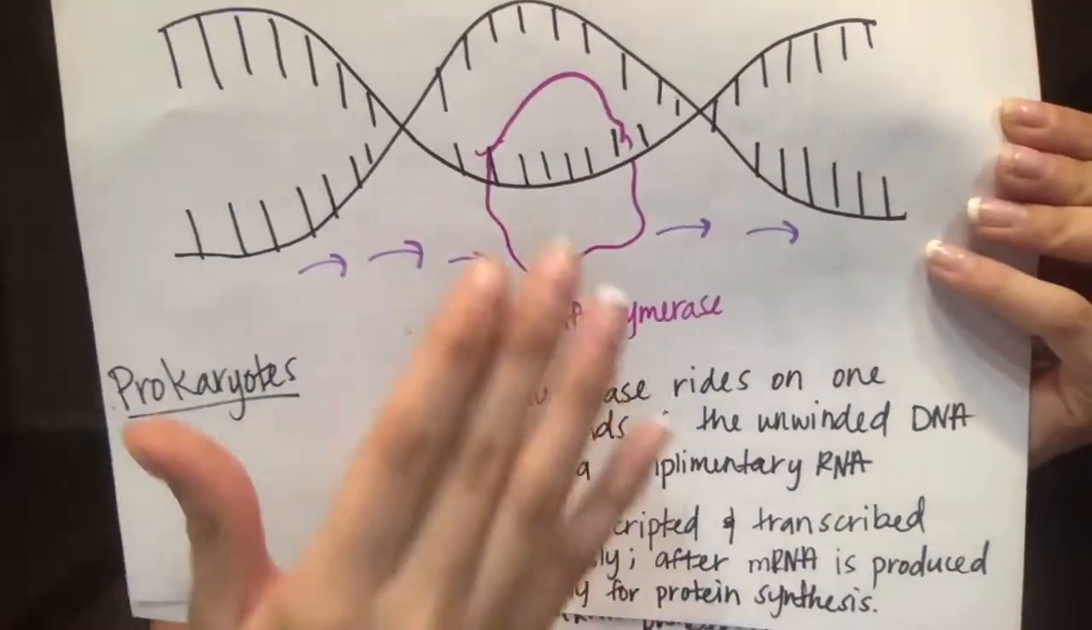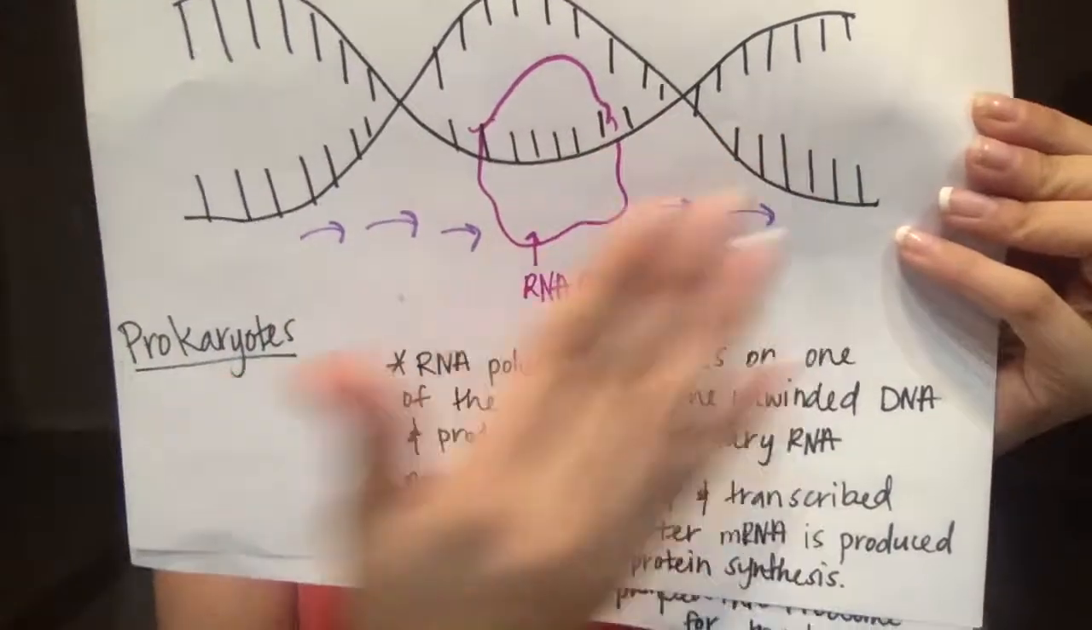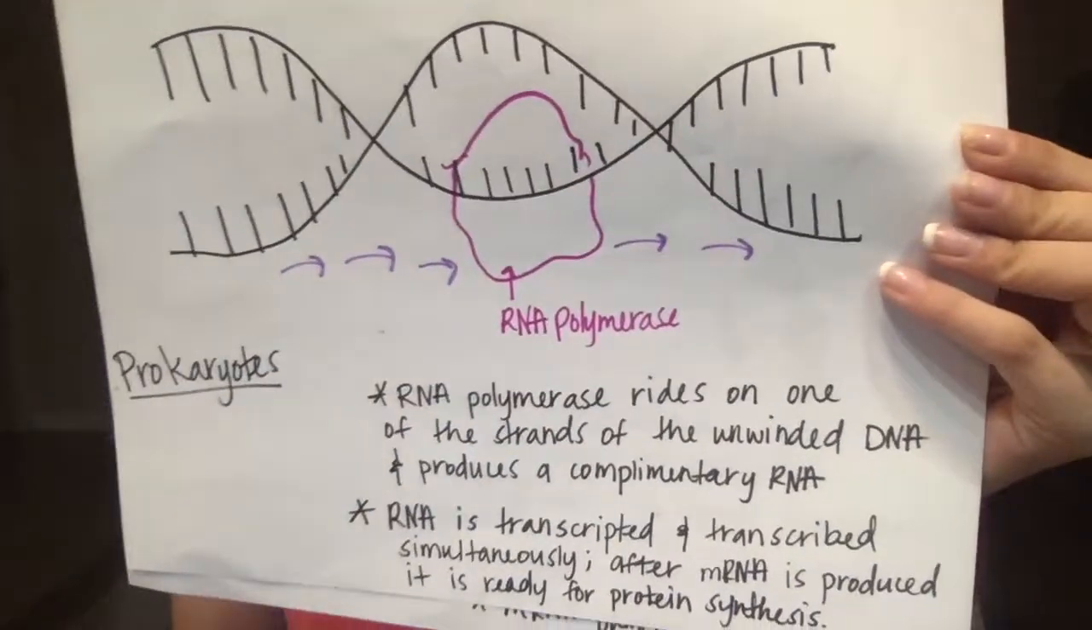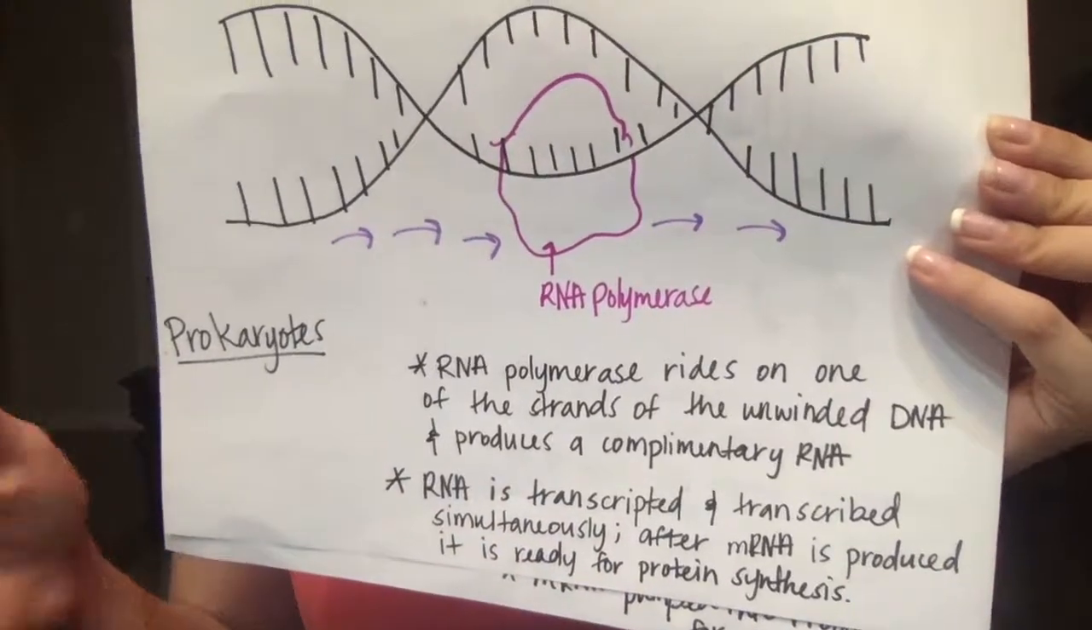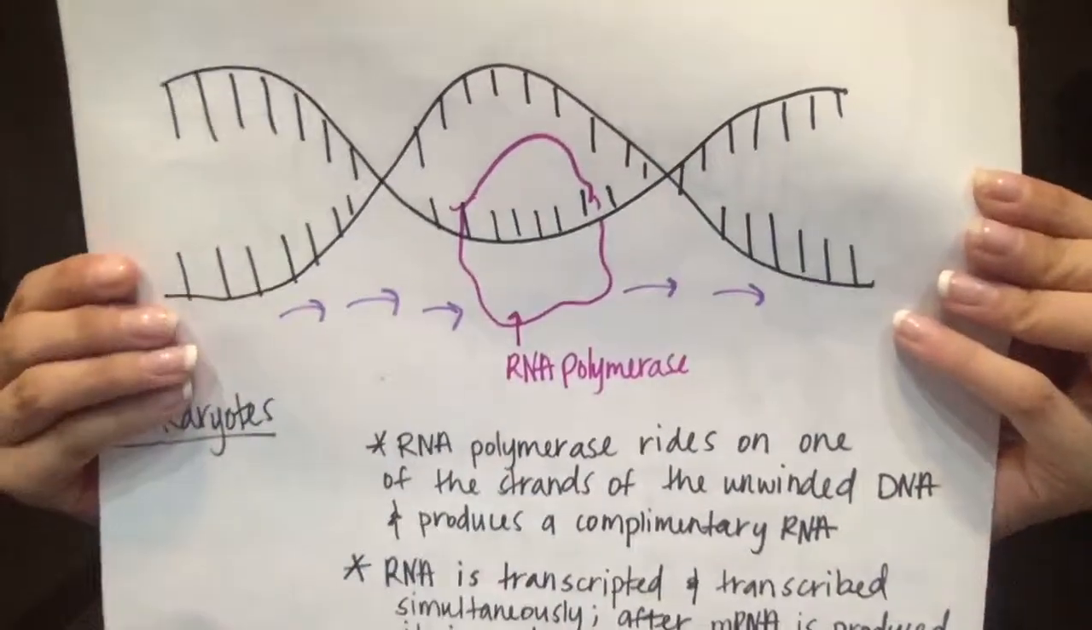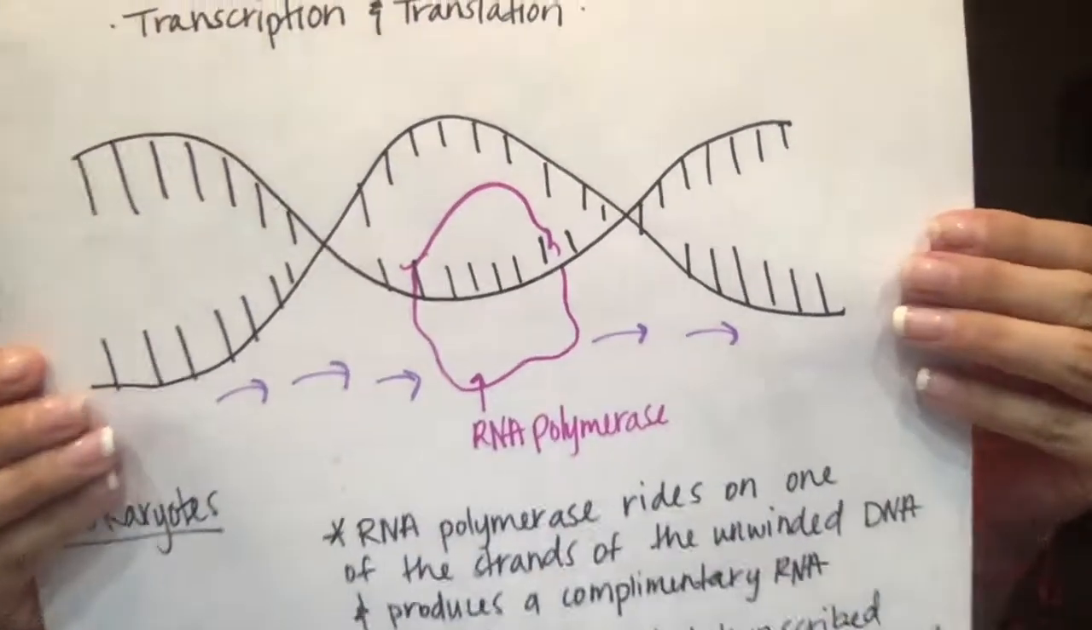So after it is done making the complementary strand, it has its mRNA, which is ready to be sent to be synthesized as the protein that it will become.